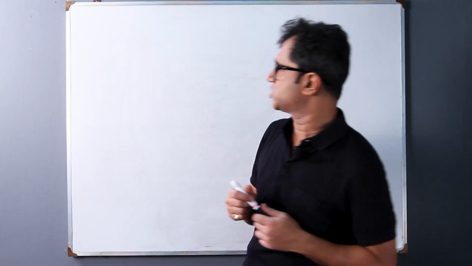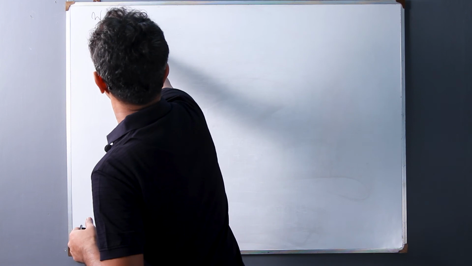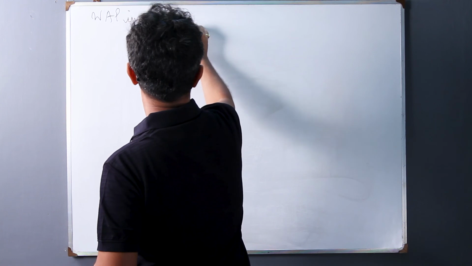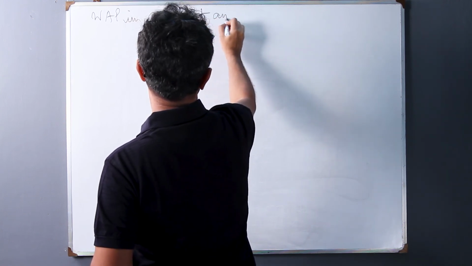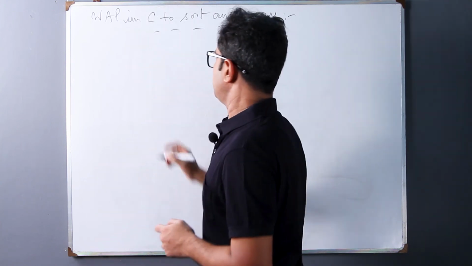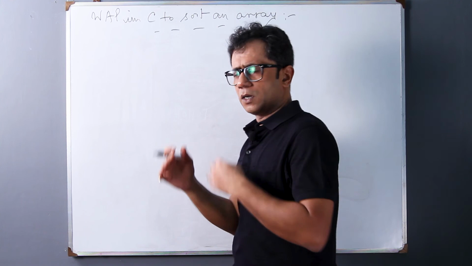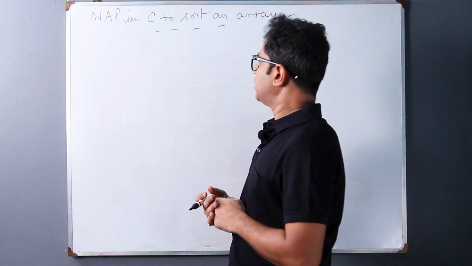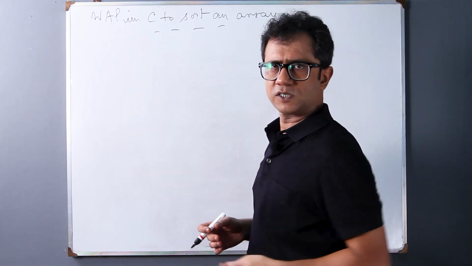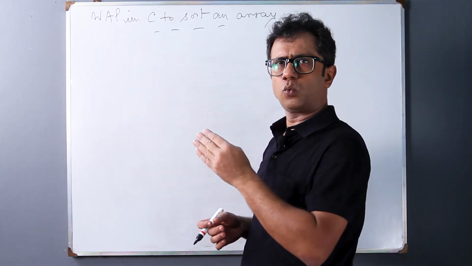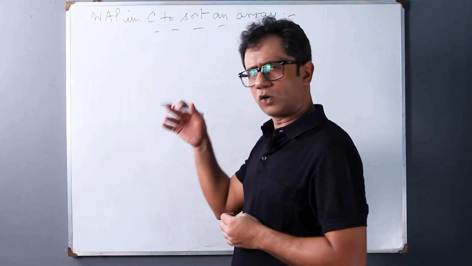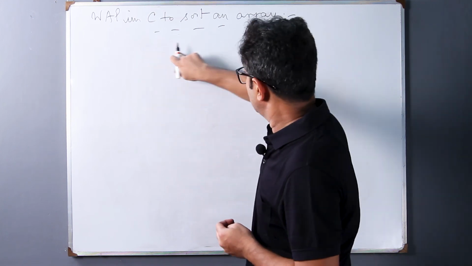First, let me write the question of the program, that is, write a program in C to sort an array. So what is sorting? Sorting means if you have some numbers arranged in a disorderly fashion, then the numbers are going to be sorted in a fashion so that the lowest number appears at the beginning and the next higher one next to that, and so on and so forth when we arrange the elements in ascending order.